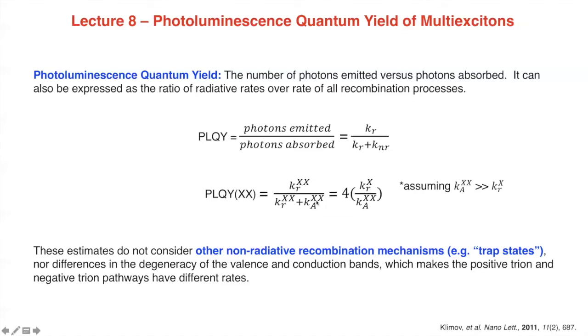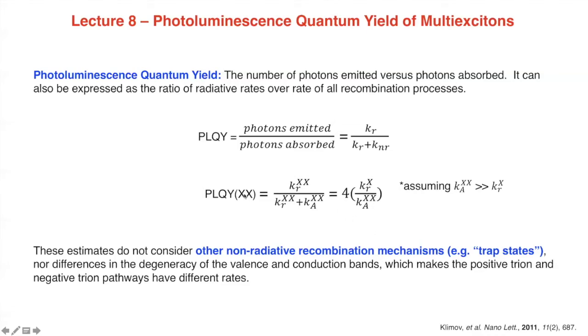I'm a little bit confused by this all of a sudden here. Yeah, sorry, this is right. So if the rate constant for Auger recombination is much greater than the radiative one, then this isn't relevant to the denominator. So basically the quantum yield is about 4 times the ratio of the radiative rate constant for biexcitons and the Auger recombination rate constant for biexcitons.